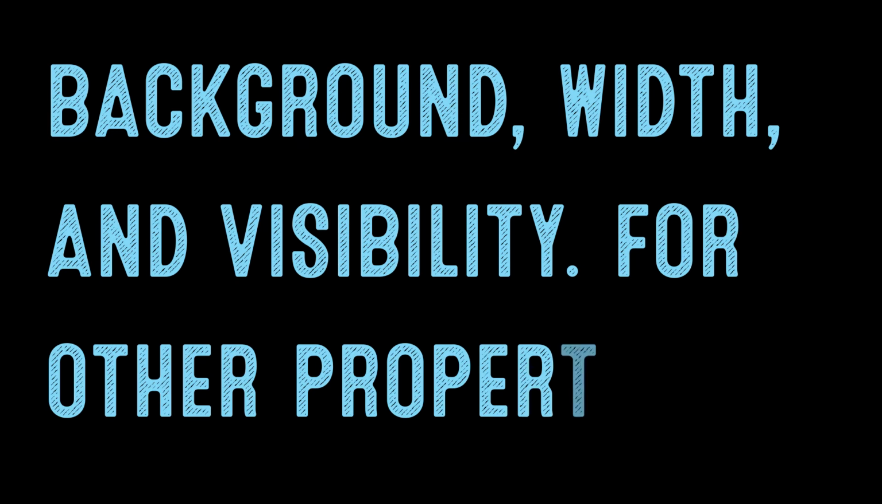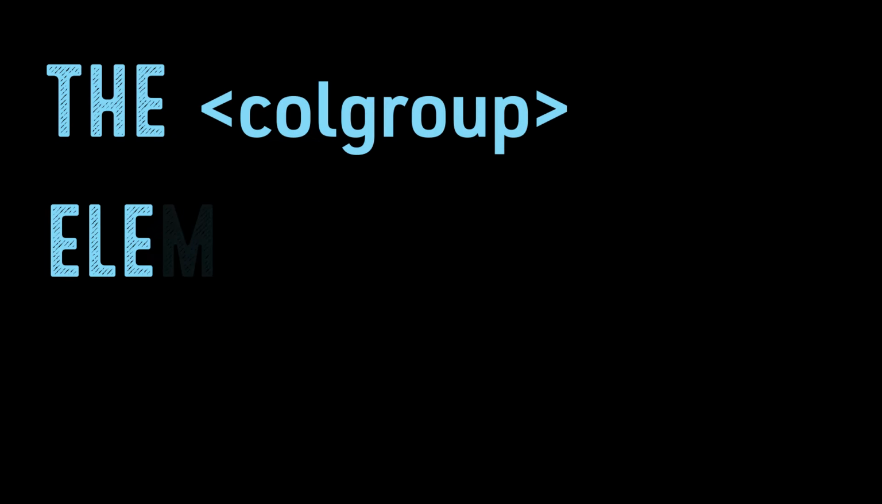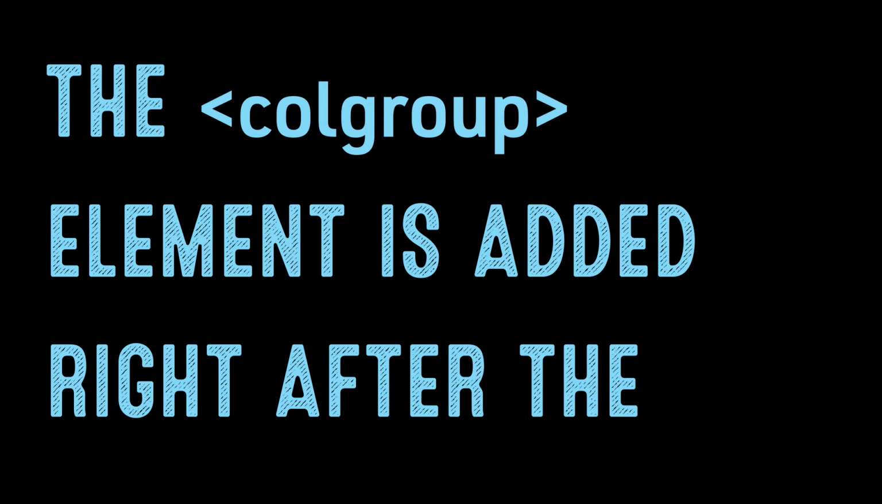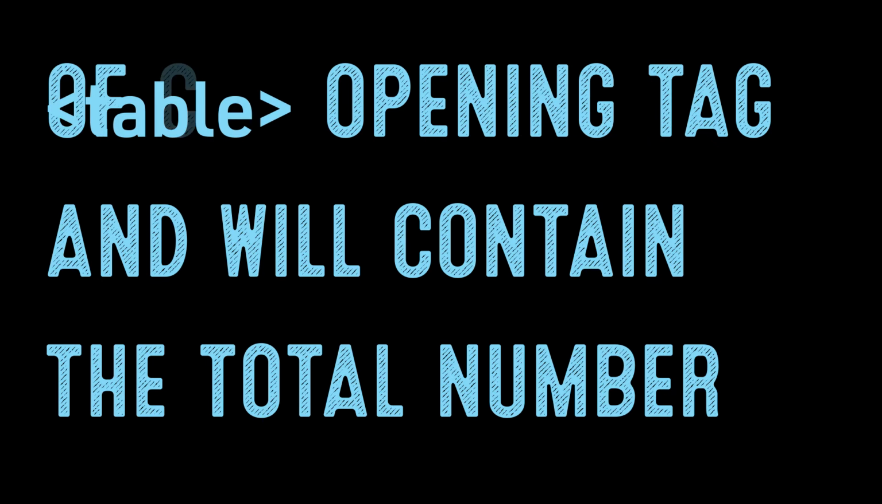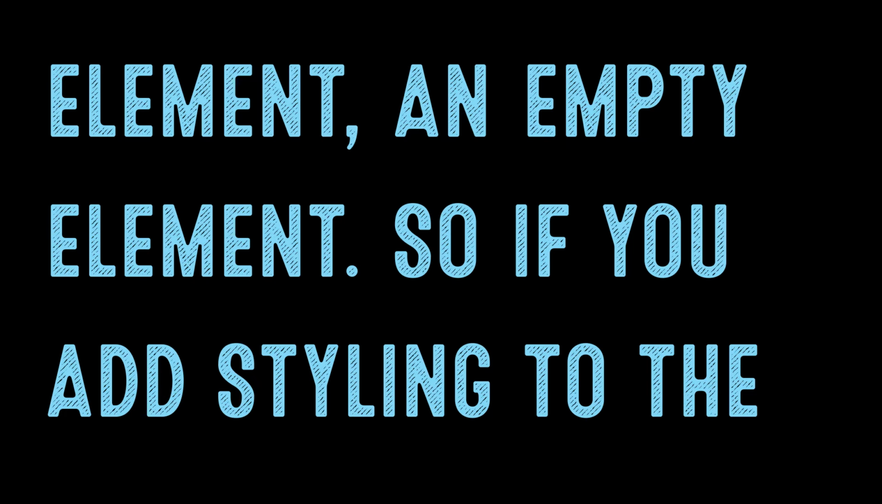The column group element groups columns together, while the column element identifies a column. With the styling of columns, we can adjust the border, background, width, and visibility. For other properties, you would have to target individual table data or table header elements. The column group element is added right after the table opening tag and will contain the total number of columns in your table by tagging each with a column element, COL, an empty element.